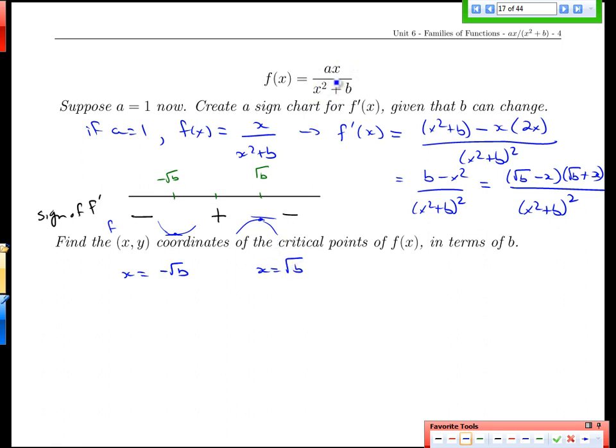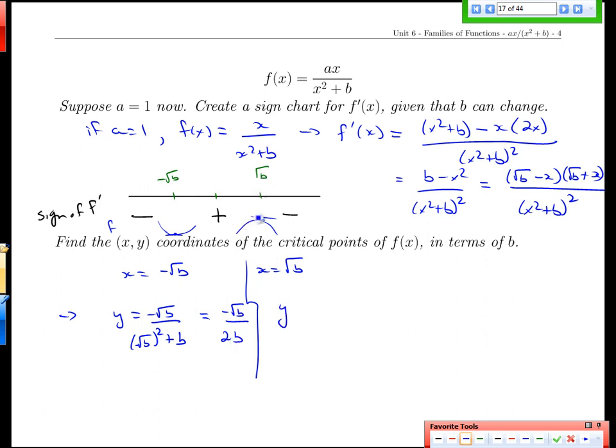The matching y-coordinate at that point we can find by plugging into our function, simplified by a equals 1 here. We're going to have the y-coordinate, or the f value, being negative root b over x squared plus b. b stays the same. We're plugging in x for all the x coordinates. Negative root b squared plus b. That's going to be negative root b over, well, that's b plus b, that's 2b. So if I want to know not just left to right where this critical point is, but vertically where it is, we now know what the y-coordinate is.